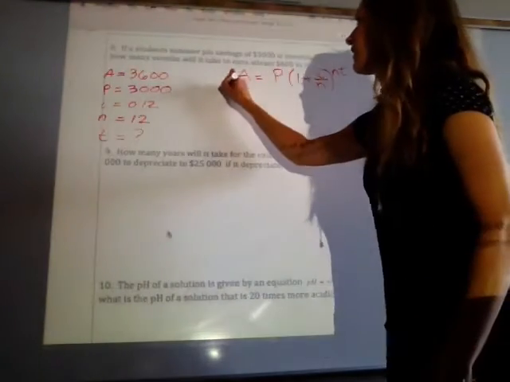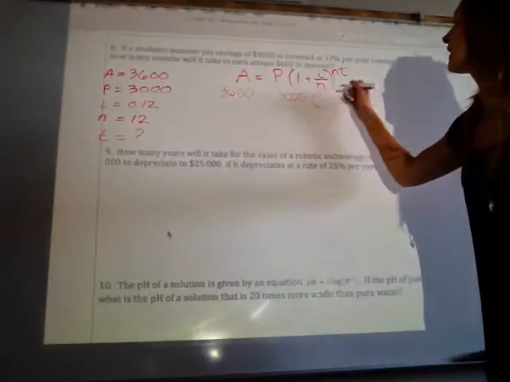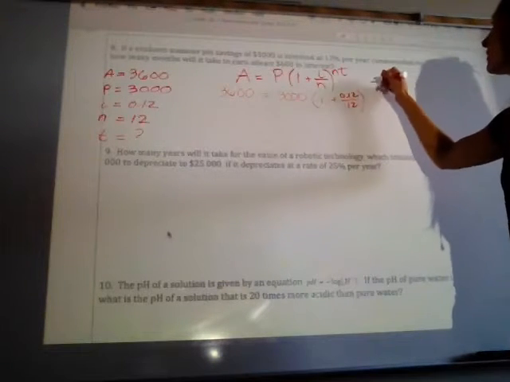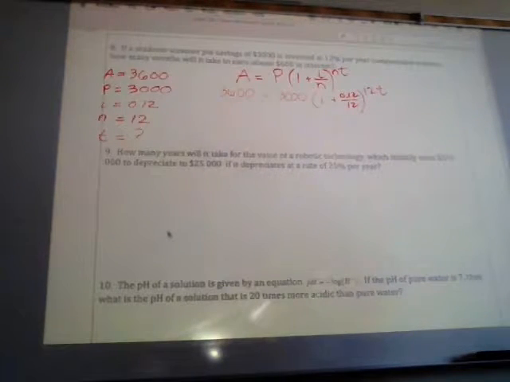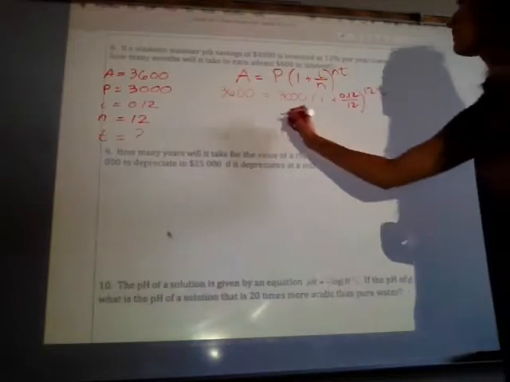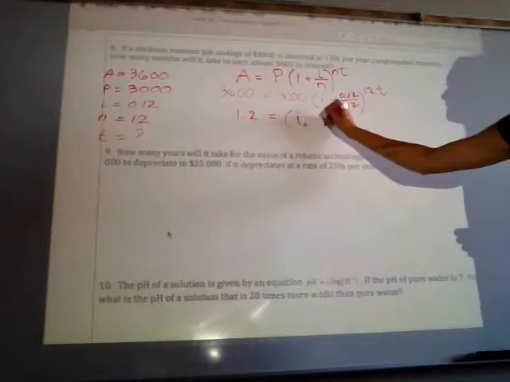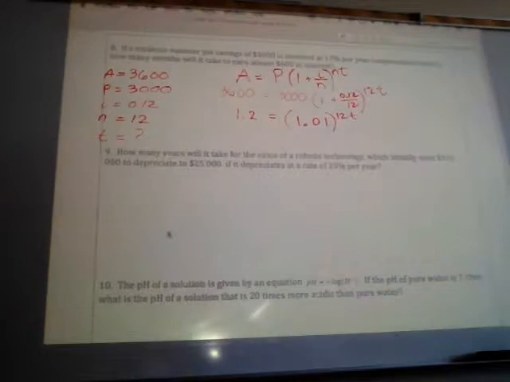So let's sub in what we know. Our A is 3,600, our P is 3,000. We have 1 plus 0.12 over 12 to the power of 12t. First you're going to divide by that 3,000. You end up with 1.2. And then we have 1.01 to the power of 12t. Just cleaning things up a little bit.